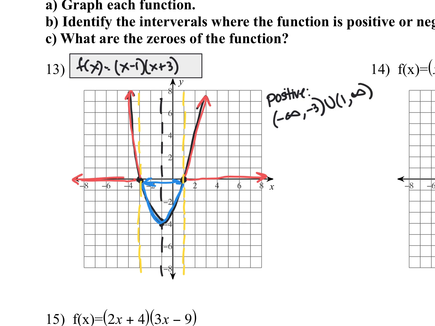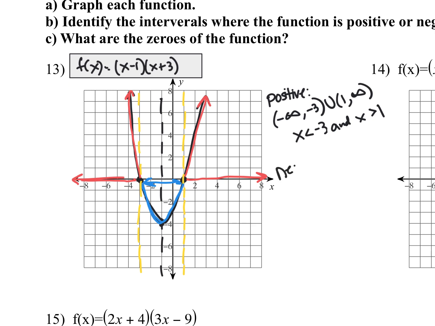I can also use set notation, and I could say everywhere x is less than -3 and everywhere x is greater than 1. So that would be the set notation.